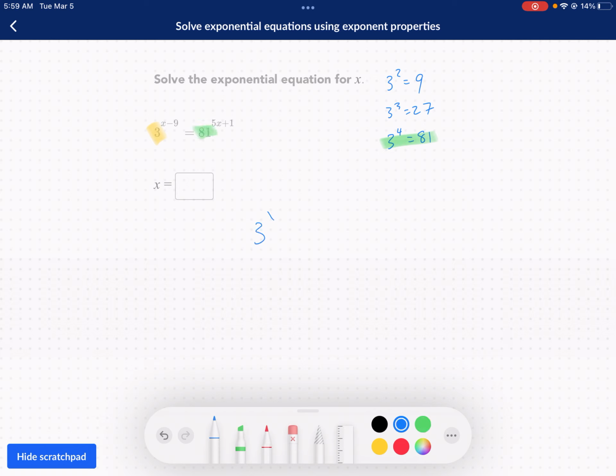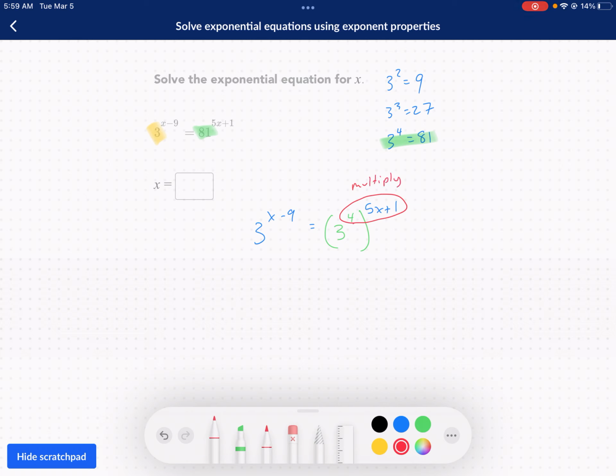On the left side, it's going to stay the same. On the right side, like I just said, we're going to write 3 to the fourth power instead of 81. But we still have that 5x plus 1 exponent there. How do we handle this situation? Still the same thing. We're going to multiply those exponents.